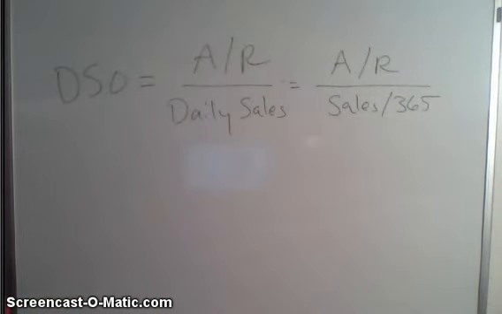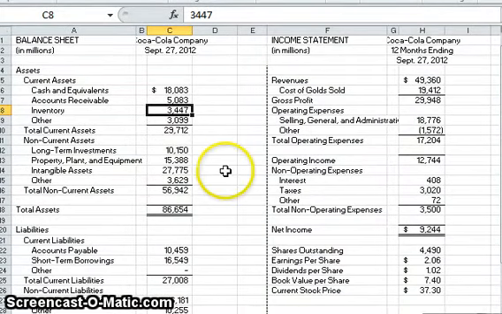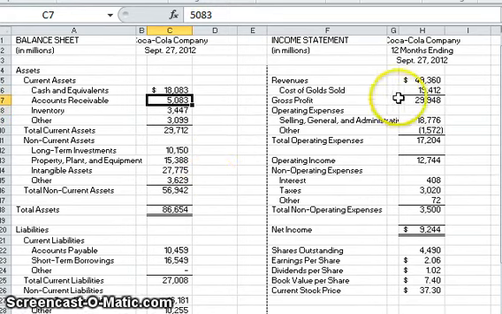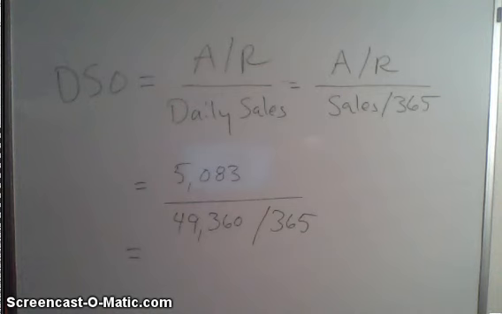So let's go over to Coca-Cola. And they have accounts receivable 5,083 and sales of 49,360. So I've written these numbers out now on the board. And if you do that math, you come up with 37.49.